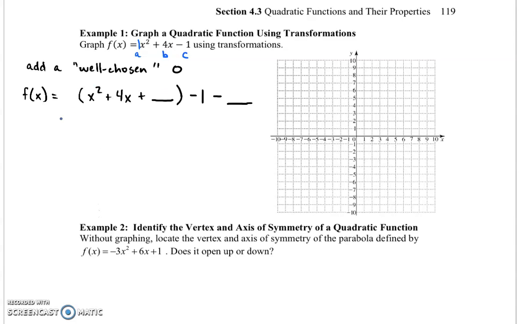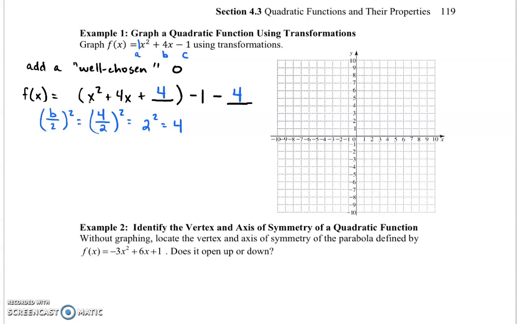So what is that number we add? Well, this is where we complete the square. We take b and divide it by 2 and square it. So our b is 4. Divide that by 2 and square it. We get 2 squared, which is 4. So we're going to add 4 inside the parentheses and subtract 4 outside the parentheses.